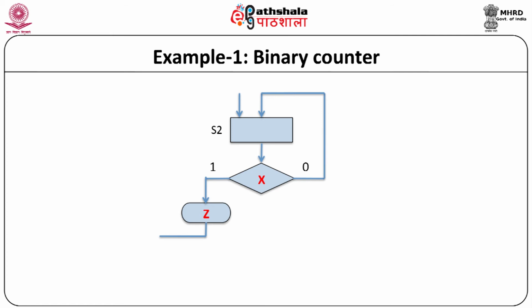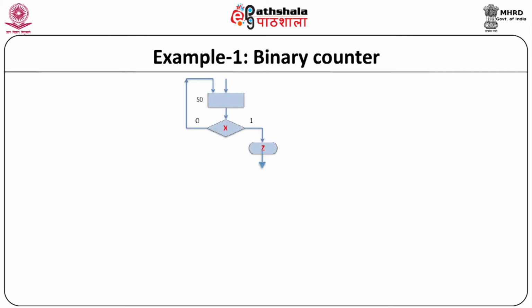Let us consider the present state of the state machine as S2. If x is equal to 0, then the control is transferred back to the same state, which is equivalent to self transition, and the output is z equal to 0. When x is equal to 1, the control is transferred through the conditional output box, where output is z equal to 1 and the system leaves the third ASM block.